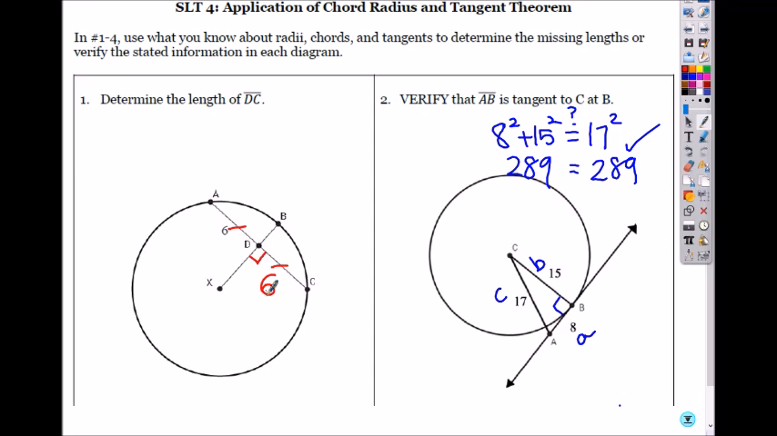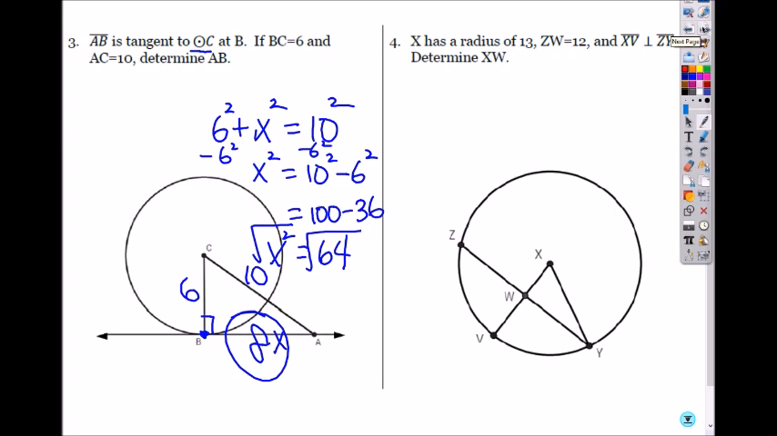Okay? Number 4. X has a radius of 13. What's the radius? This is 13. Do you see any other radius on the circle? You see this? That's also 13. Do you guys see it?